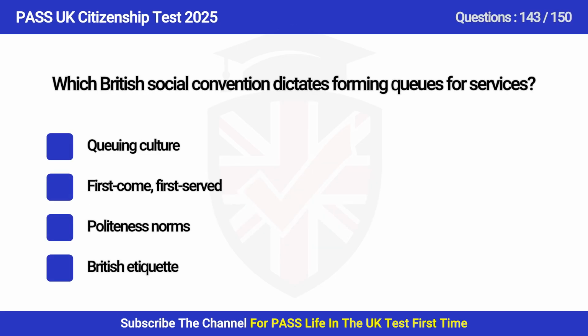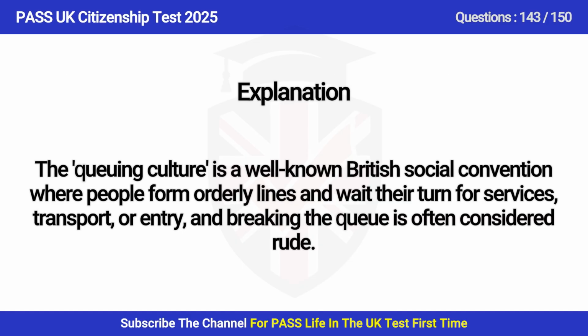Question 143. Which British social convention dictates forming queues for services? A. Queuing culture, B. C. Politeness norms, D. British etiquette. Answer is A. Queuing culture. The queuing culture is a British social convention where people form orderly lines and wait their turn for services, transport, or entry, and breaking the queue is often considered rude.